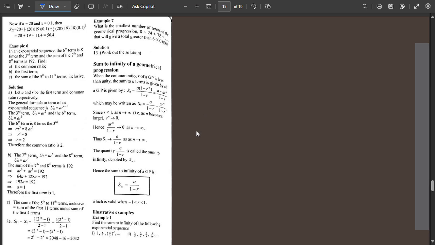Sometimes we have the sum to infinity, like the sum to the very end of the sequence. When the common ratio is less than 1, then we can find the sum to infinity, right? So S_n is equal to A(1 minus R^n) over 1 minus R. And when R is less than 1 and n is very big, it's infinity, then R is less than 1.